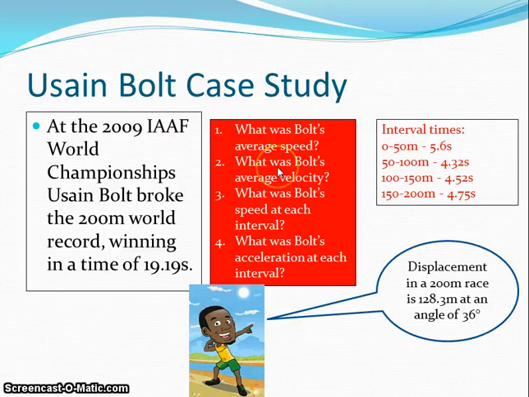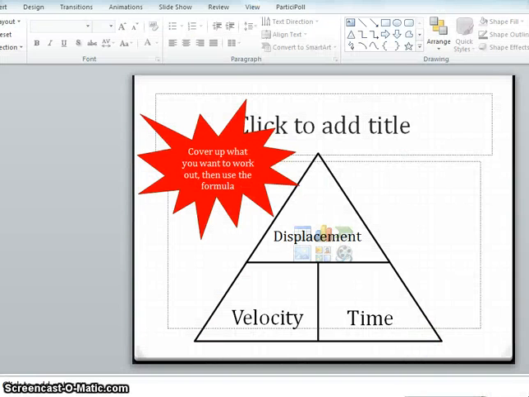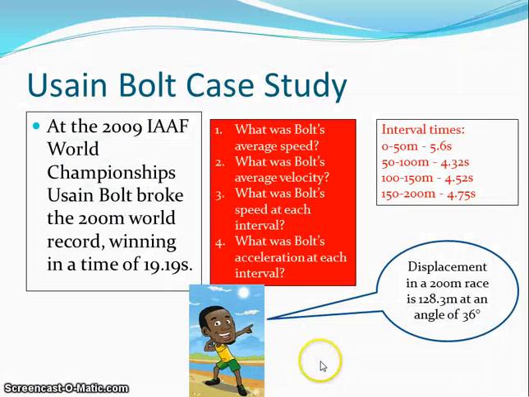So what was Bolt's average velocity? We need a different triangle this time, this triangle here. Average velocity, we can see that's displacement over time. A very similar question to what we just had. If we go back to the original slide, you can see Usain Bolt's displacement in the 200 meter race is 128.3 meters at an angle of 36 degrees. So to work out velocity, you need 128.3 and then divide that by the time.